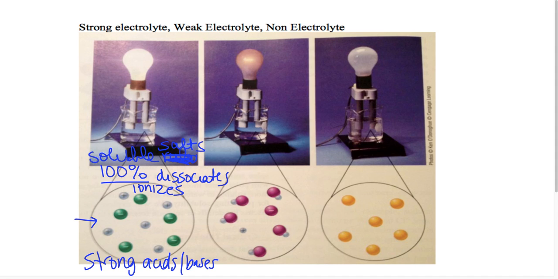Next up is a weak electrolyte. Look in here, we have very few ions. Most of the stuff is undissociated. So what falls into this category, do you think?